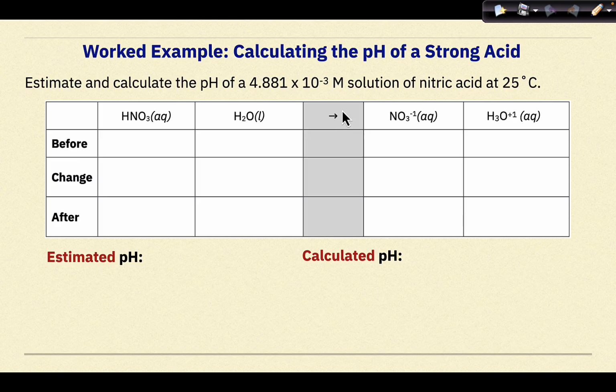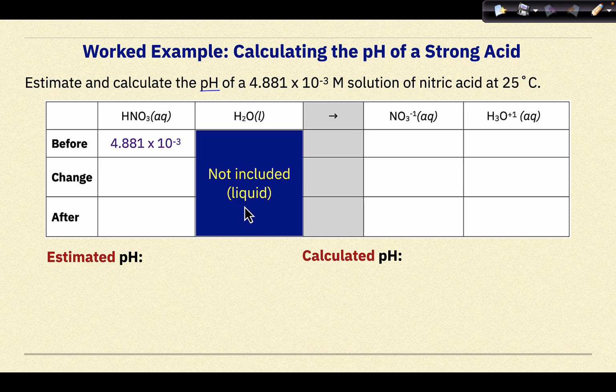Worked example, calculating the pH of a strong acid. Estimate and calculate the pH of a 4.881 times 10 to the negative 3 molarity solution of nitric acid at 25 degrees Celsius. So in the beginning, the concentration of our nitric acid is 4.881 times 10 to the negative 3. Water is not included as it is a liquid, and there are no nitrate ions or hydronium ions present.